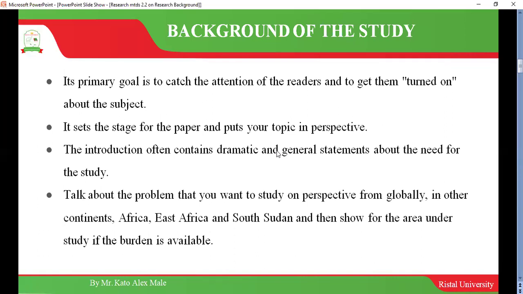Then you must show us, for the area under study, if the burden is available, the burden you want to research about. That's what we are talking about. So you give us information on how it is happening worldwide, at the Africa level, and at other continents. You come to East Africa, or to a region, for example the Sub-Saharan region, and you talk about it. You come to your country and talk about it, and also the general area.